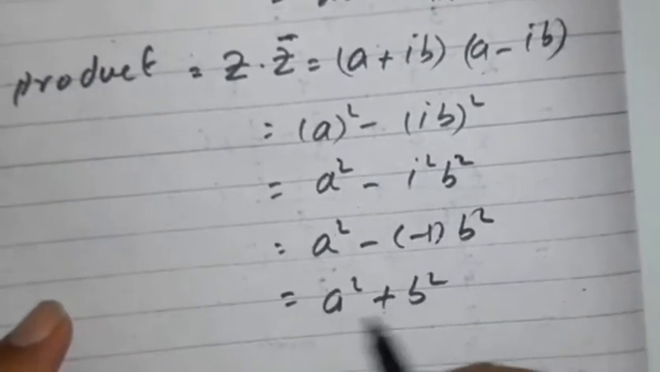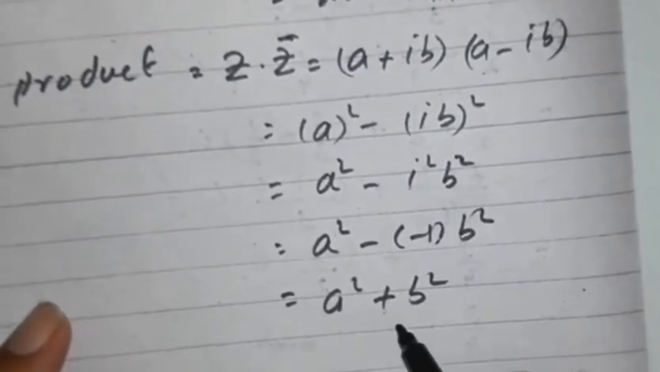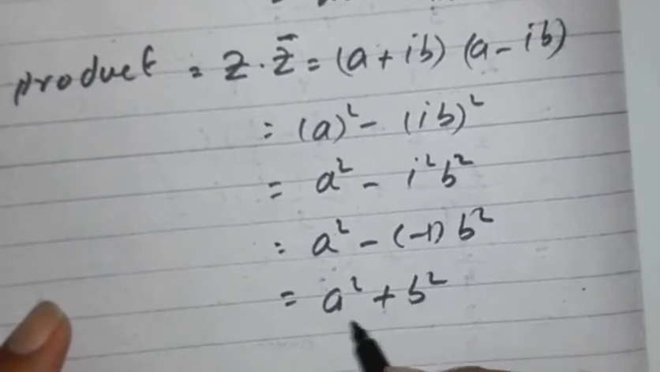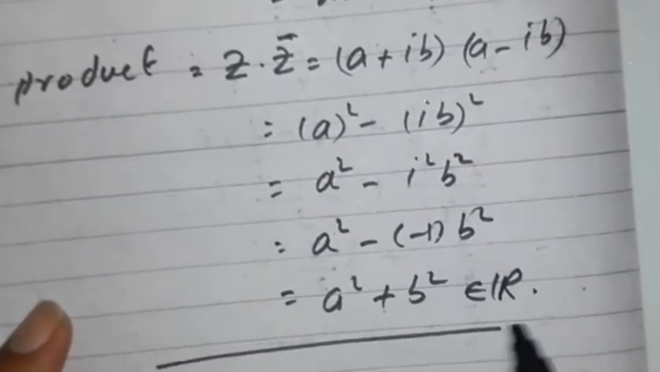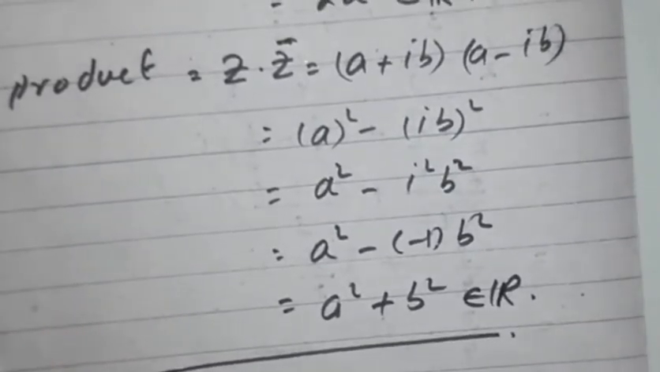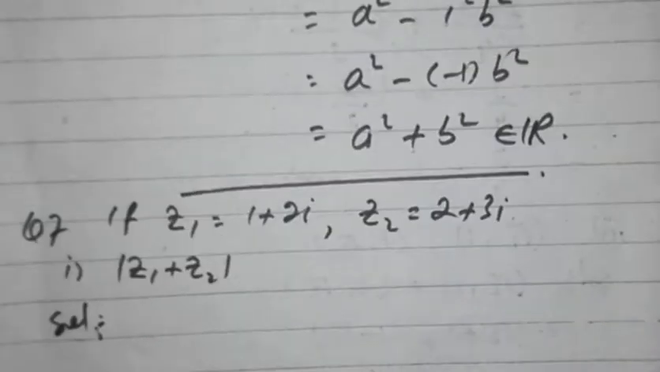Look, is there any iota sign? No. So it is a pure real number. So according to the question, we have proved that the sum and product of a complex number and its conjugate is a real number. We have shown it.